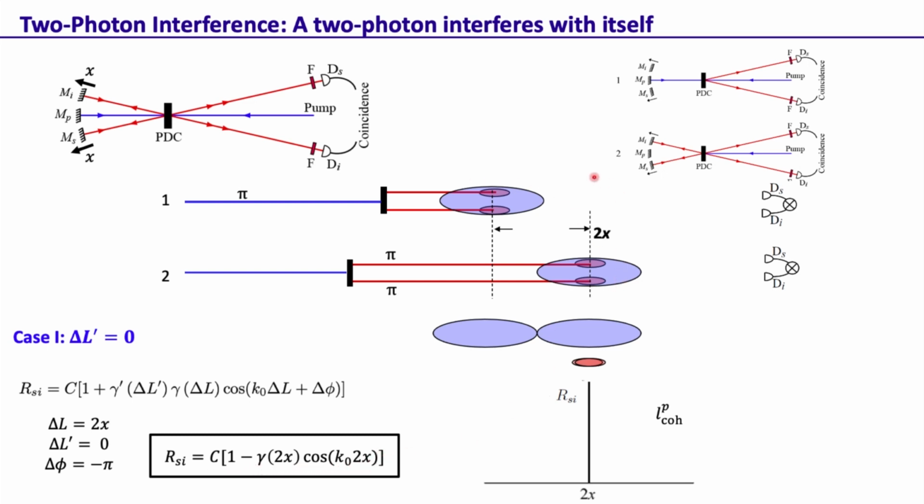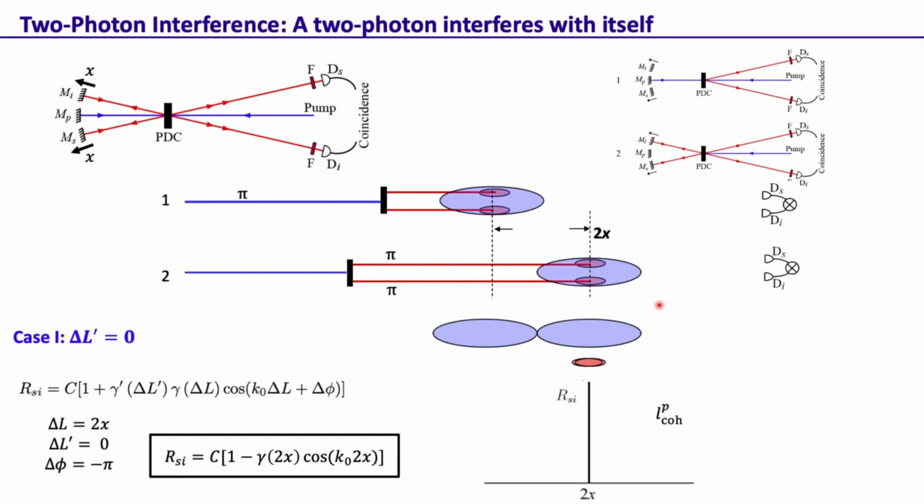So here we are representing this experimental situation in terms of the coherence packet. This is alternative 1. We have these tiny coherence packets corresponding to signal and idler, and the bigger one corresponding to the pump coherence length, and the same in alternative 2. Now we will change x, that is the mirror position, and see how this overlap actually works.